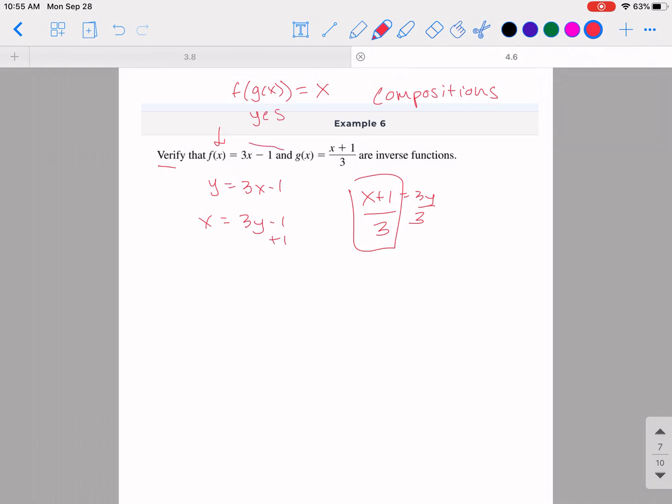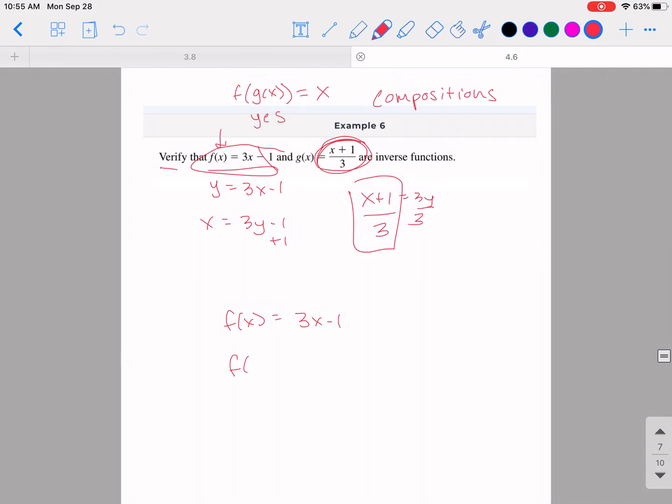So my original function is f of x equals 3x minus 1. I'm going to plug in g of x, meaning wherever there's an x in my f of x, I'm going to put in the whole function g of x. So f of g of x will equal 3 multiplied by x plus 1 divided by 3, minus 1, right? Because we just plugged in g of x for x in my f of x. And we'll multiply through, I get 3x plus 3 over 3 minus 1.